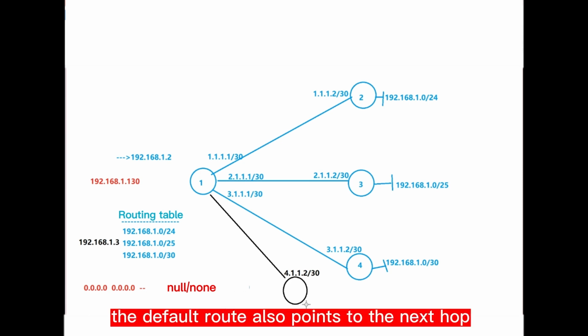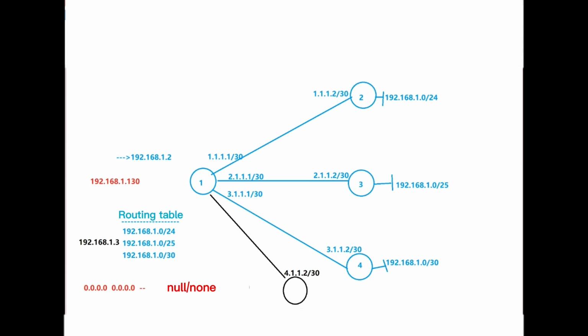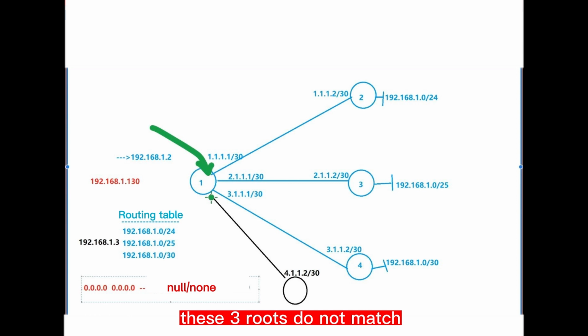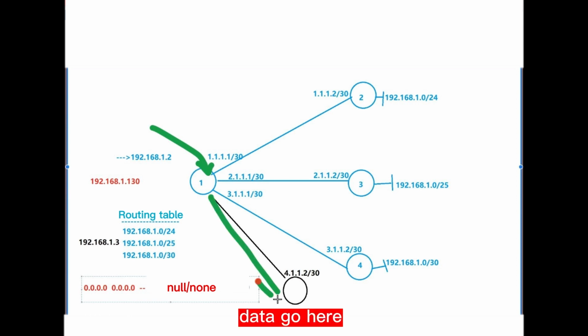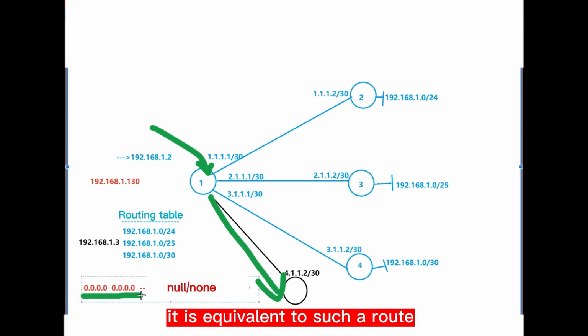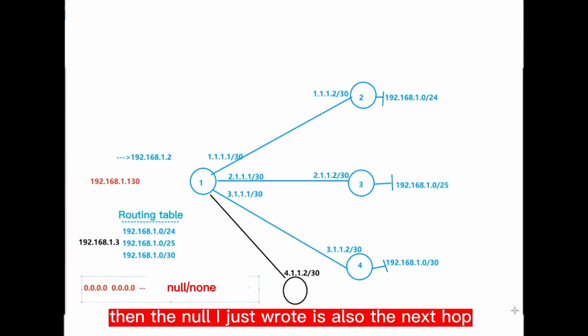The default route also points to the next hop. If in the future a data arrives here. These 3 routes do not match. Data go here. Match the words. It is equivalent to such a route. Next hop is here. Then the null I just wrote is also the next hop.